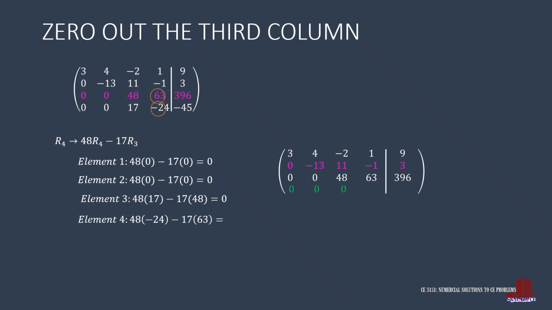The fourth element is 48 times -24 minus 17 of 63, giving -2223. Then the constant becomes 48 times -45 minus 17 of 396, which is then -8892.